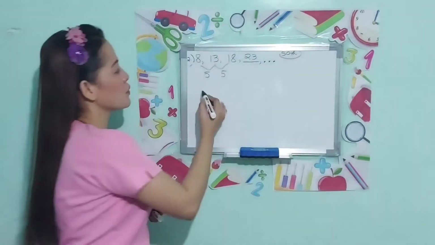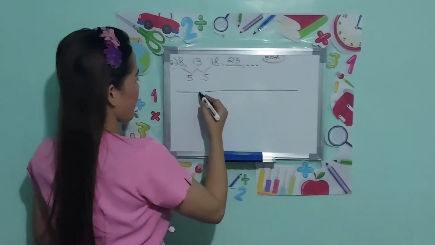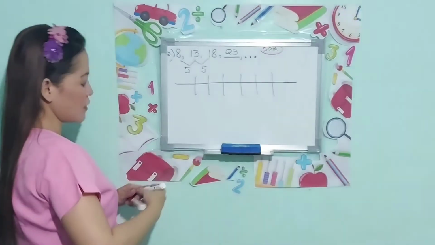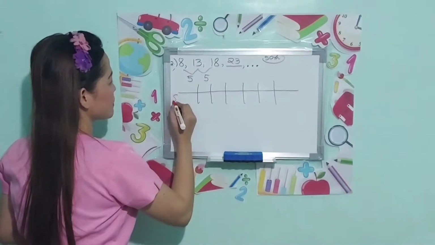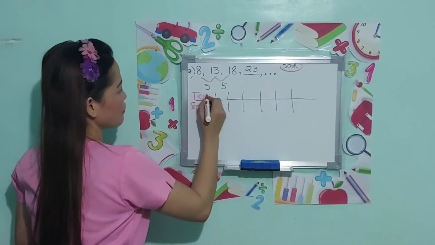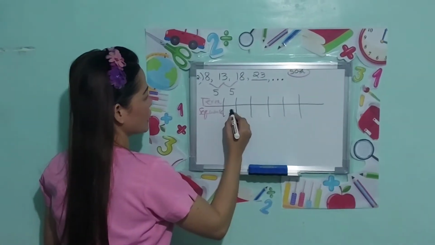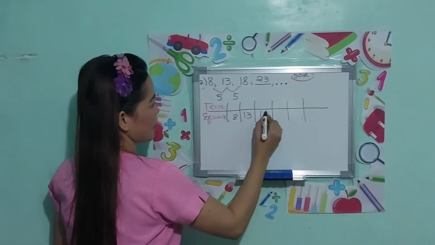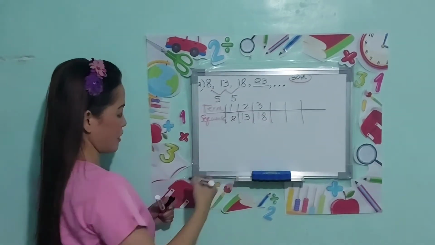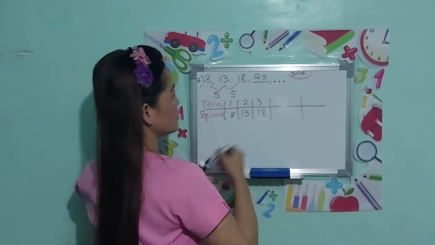So next, we are going again to create a table. Okay? So we have the table, here for the sequence, and this one for the term. So we have our sequence: 8, 13, and 18. For the term, we have 1, 2, and 3. Now we're going to look for the nth rule.